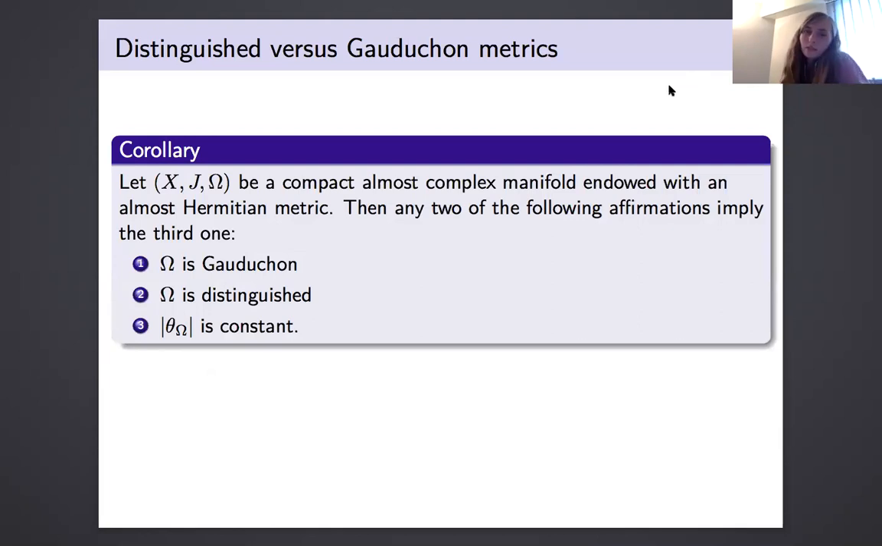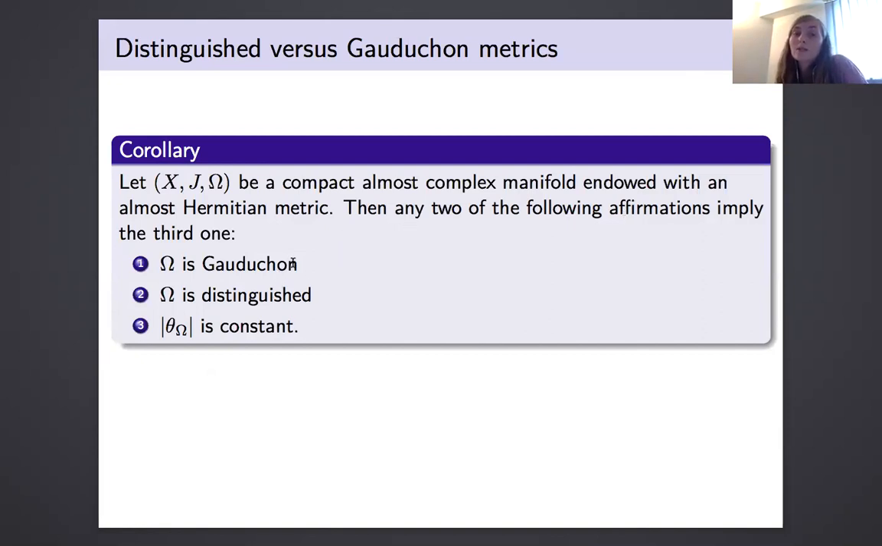Now since these distinguished metrics give unique representatives of conformal classes, it's natural to ask if maybe they are already Gauduchon, because this could happen. And in fact, it does not always happen. So the result is the following: omega, it's exactly what is written here. Any two of these affirmations imply the third.